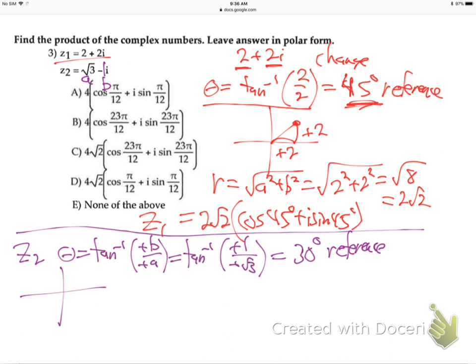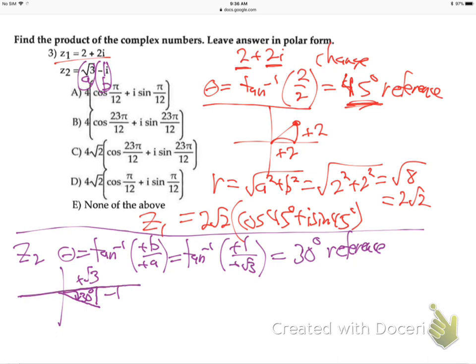Is that good? So, 30-degree reference. What quadrant is it actually in? Fourth. Everybody getting that? Because it's all about the A and the B. So it's over root 3, down 1, isn't it? So over root 3, down 1, like that. So the angle is right here, and it's 30 degrees right there. Can you all see that? See how I came up with that quadrant and everything?